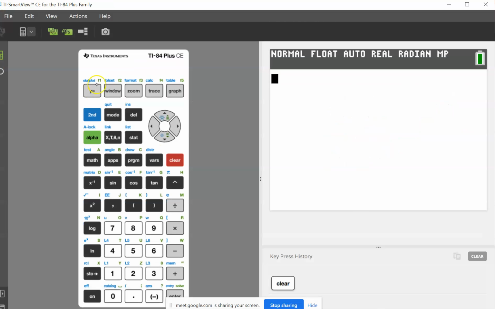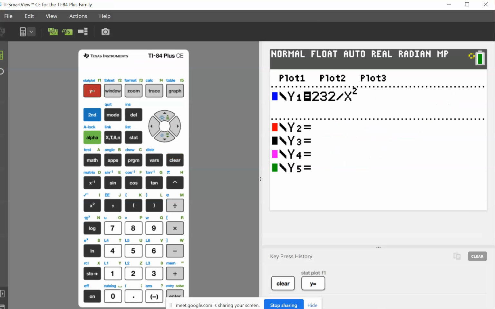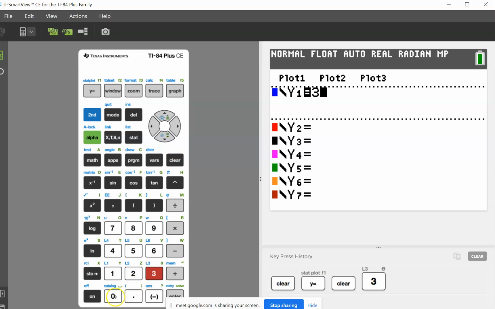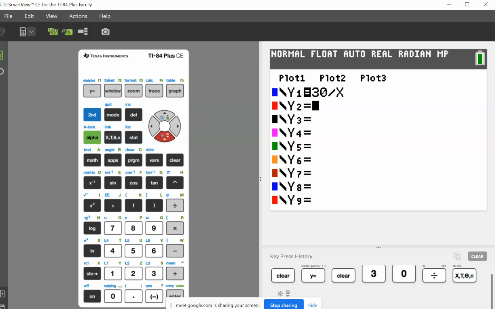So on my calculator and on yours, go to the y equals. If you have anything typed in, clear out anything that would be on any of those rows. I'm going to type in 30 divided by x. I multiplied a times c. I typed it in, I put divided by x. On the second row, I wanted to have y1 plus x.